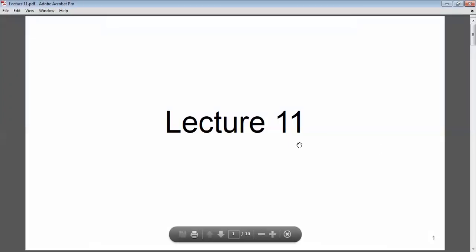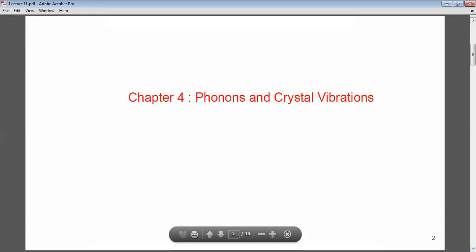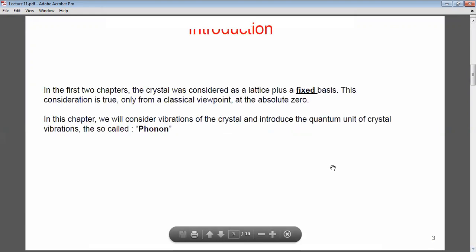Hello. So today we're going to start with a new chapter. So far we have been dealing with crystals at a temperature of absolute zero. At absolute zero, the crystal is considered to be a lattice plus a fixed basis. That is, all the atoms in the basis are fixed. They don't move with time.